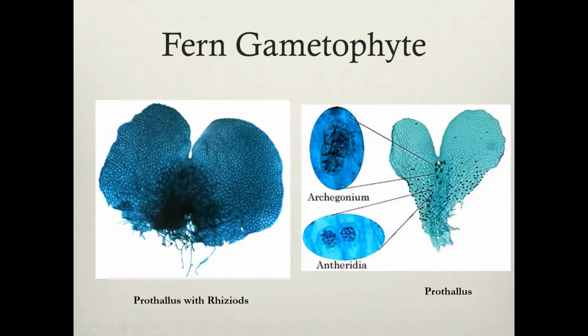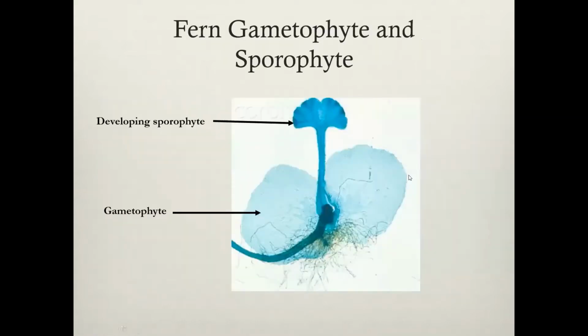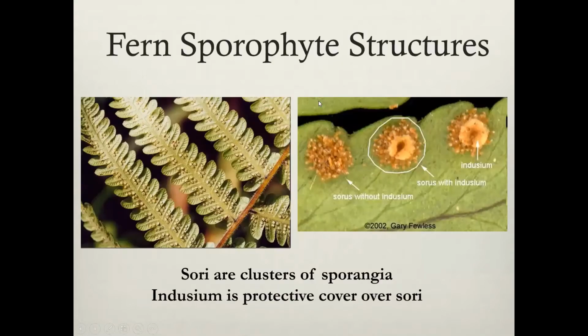On the thallus, near the center, you're going to find your Archegonium, which are going to produce eggs. And towards the outskirts, you're going to find the Antheridia, which are going to produce sperm. Then once the sperm fertilizes an egg, you're going to have a new sporophyte grow out of that Archegonium. And that sporophyte is 2N structures. Eventually that sporophyte grows to be a full-grown fern.